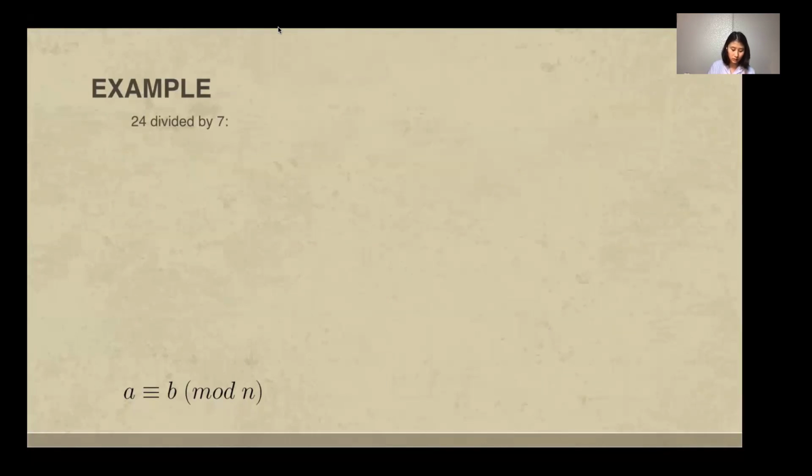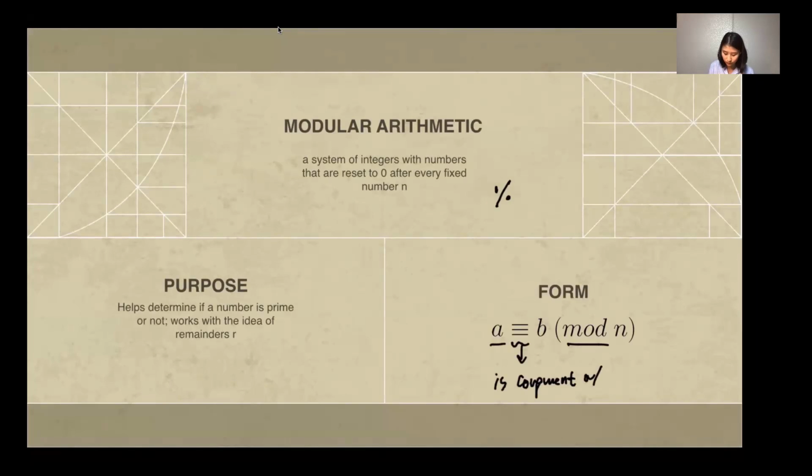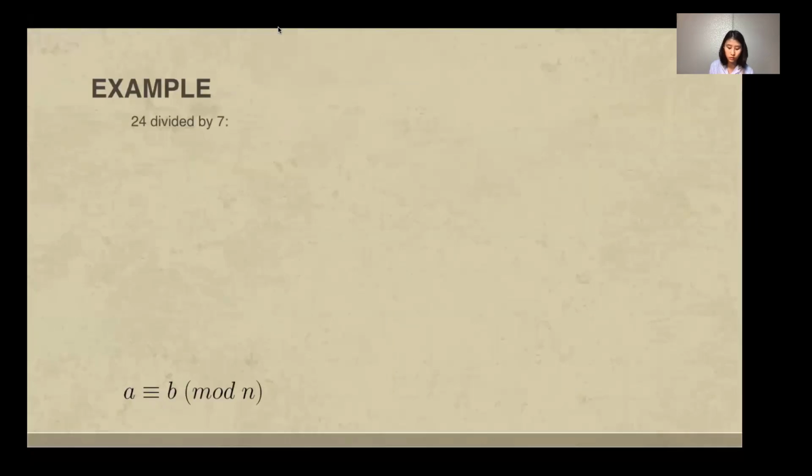So we'll take a look at this. In this case, we're getting B, which is a dividend, and dividing the dividend B by n, which is the divisor, and A would be the remainder. So we'll look at this by trying to find 24 divided by 7. So 24 divided by 7, this is pretty simple, right?